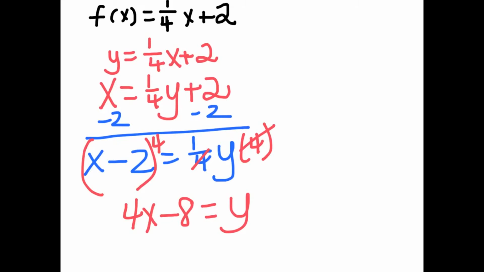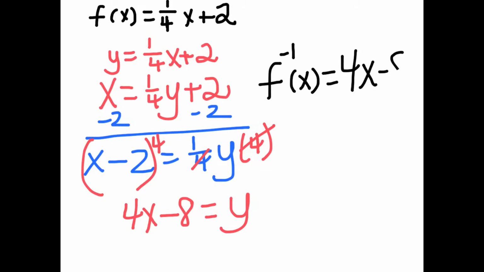The final step, just like over here, we changed f of x into y, so our last step needs to be to change y back into f of x. The only difference is that now you're going to have a -1 above the f to show that it's the inverse of the original function. And this is our answer.